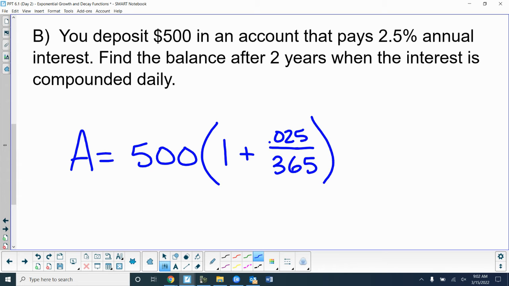And then 365 times 2 goes there. All right? Questions? Pretty easy, right? They give us a formula, we just use the formula. Okay? Cole, you okay? Yeah. All right. Not worried about the answer. I'm just worried about you putting in the right numbers.